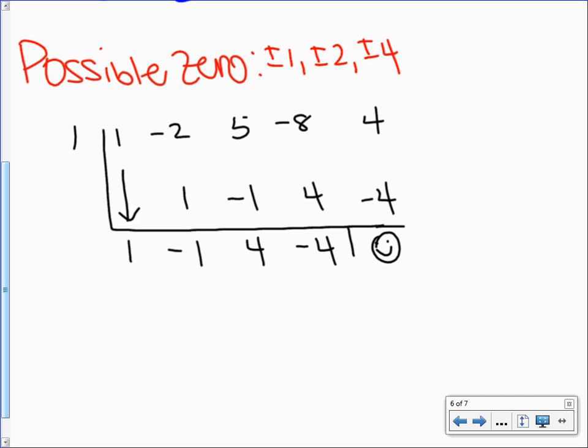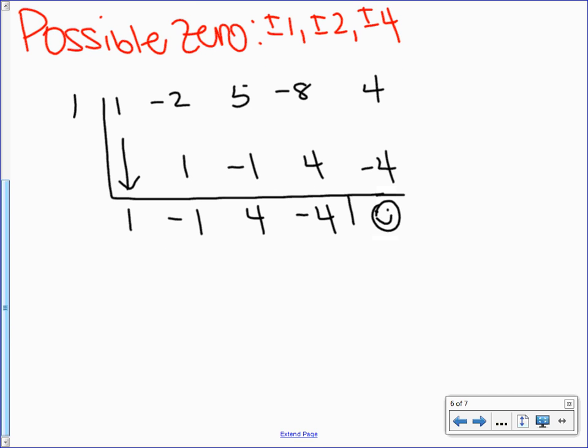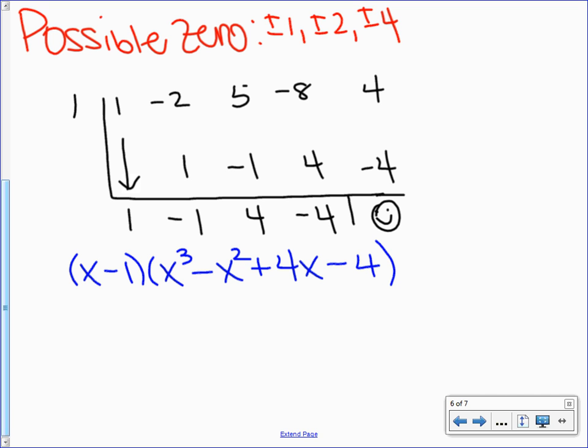Okay, now we're trying to factor this, correct? That's our goal, is factoring, not zeros. So let's remind ourselves that this means x minus 1 times x cubed minus x squared plus 4x minus 4. Okay? Can we use synthetic division again? Do we have to? We can factor by grouping, and if you recognize that, that is going to be faster than doing synthetic division again. So let's go ahead and factor this by grouping.